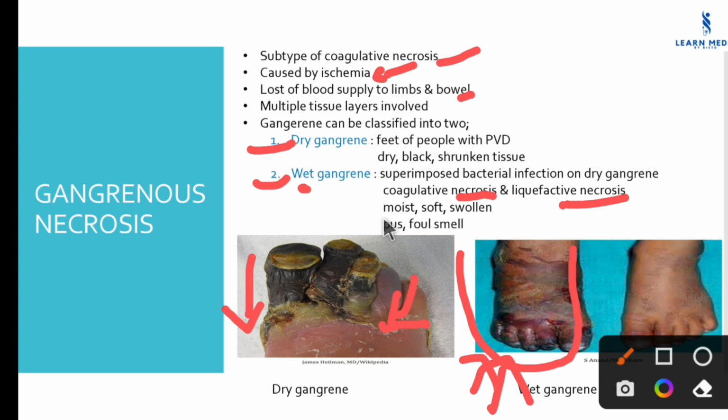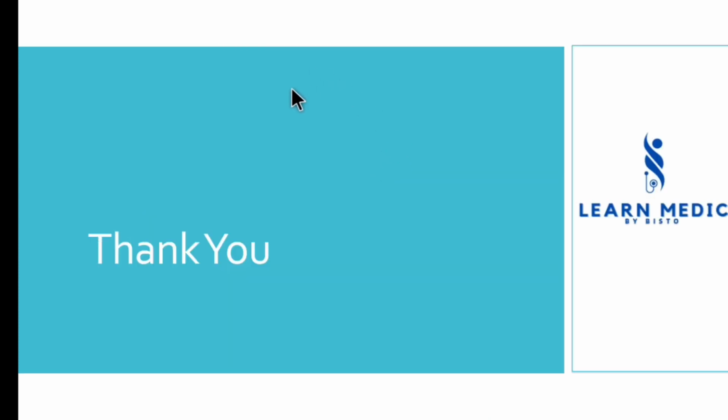If we examine tissues that have undergone wet gangrene, they are moist, soft, swollen, with pus and a foul smell. You don't forget that smell if you have a patient with wet gangrene. So that's all about necrosis.